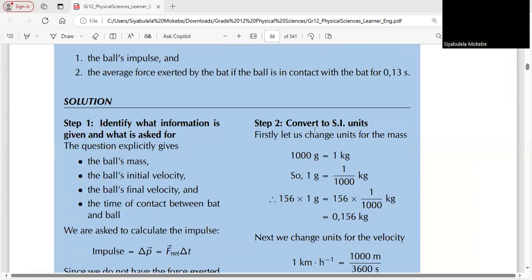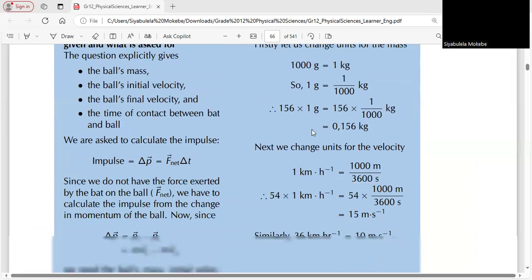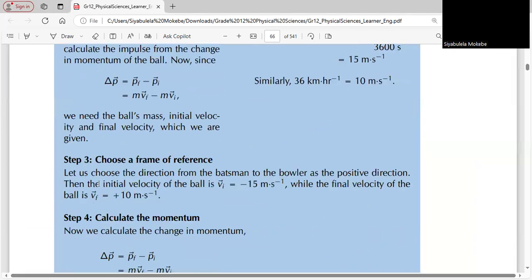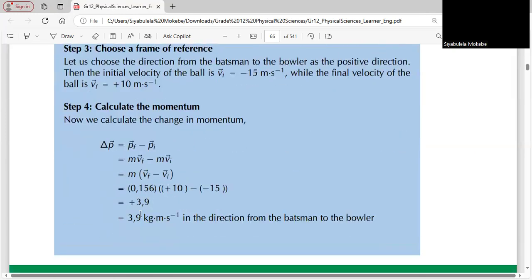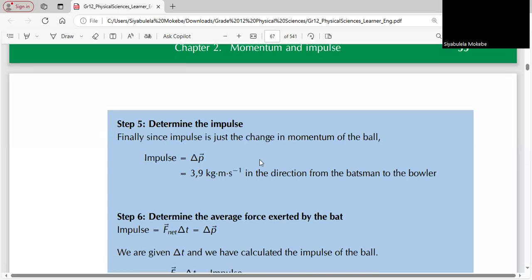Step 2: convert to SI units. If we do that, we should get 0.15 kilograms. Next, we change units for the velocity, taking the direction from the batsman to the bowler as the positive direction. Then the initial velocity of the ball is negative 15 meters per second, while the final velocity of the ball is 10 meters per second. This is just the change in momentum of the ball.